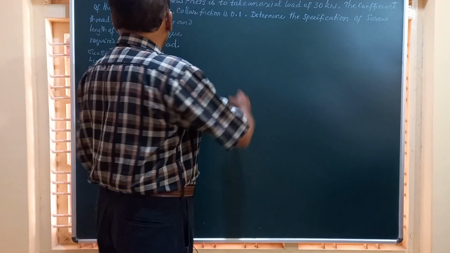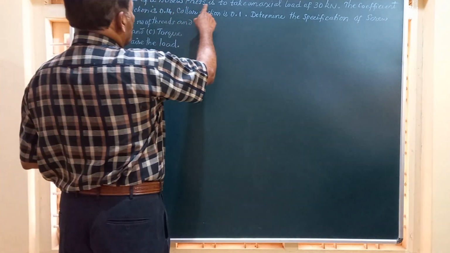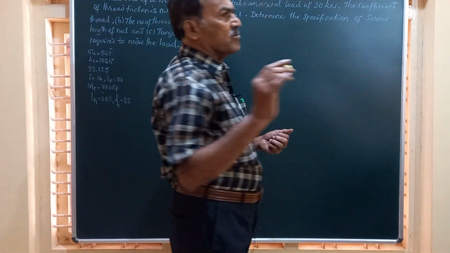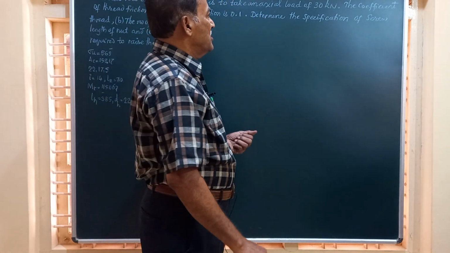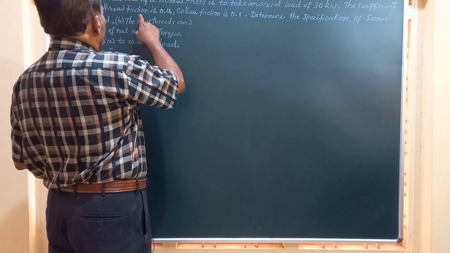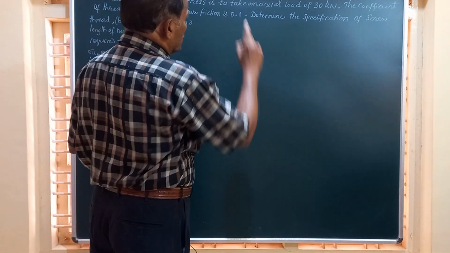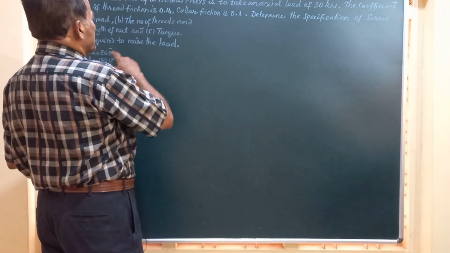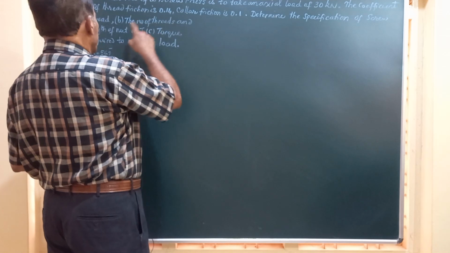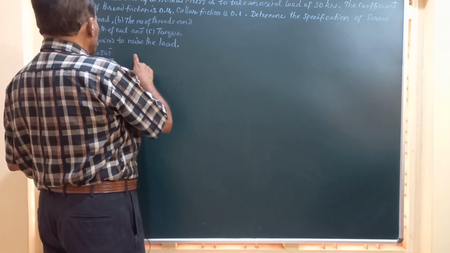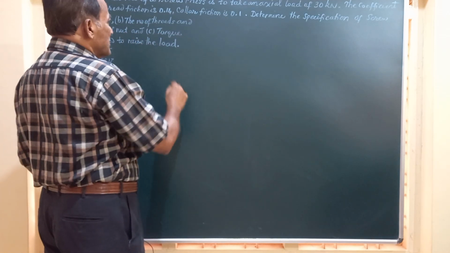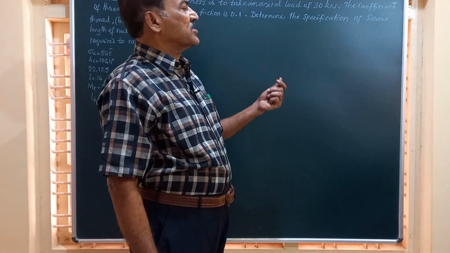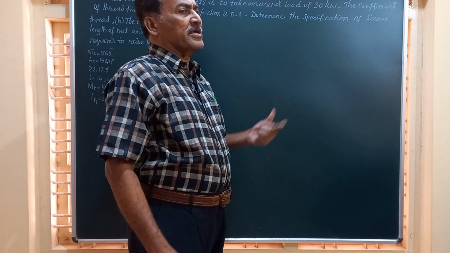The question reads like this: the screw rod of a screw press is to take an axial load of 30 kilonewton. The load is given to us. The coefficient of friction for the thread and that of the collar is also given. We are required to determine the specification of the thread, the number of threads and length of nut, and the torque required to raise the load. So these are the things that are asked in the question. So let us start one by one.